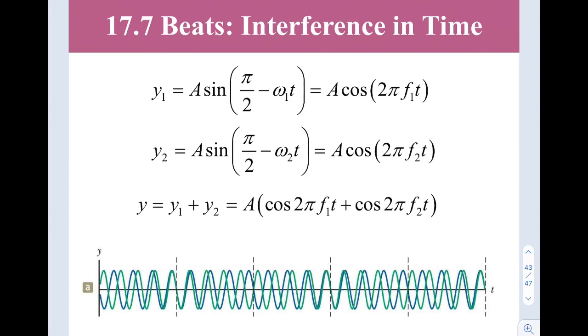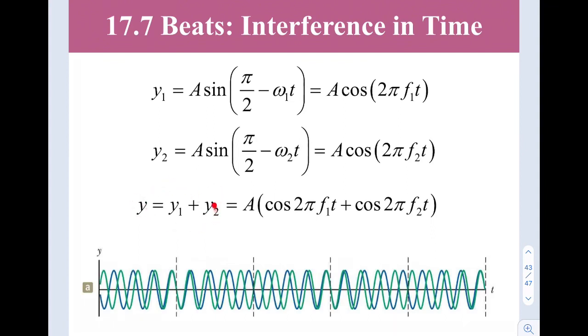So if, let's say, this is your y1, it is equivalent to this. This one is also equivalent to this. Remember, between sin and cos we can interchange, where the difference is only pi/2. Omega itself is 2 pi f, and y2 is this amount. It's just that they are slightly different in terms of frequency or angular frequency, f1 and f2.